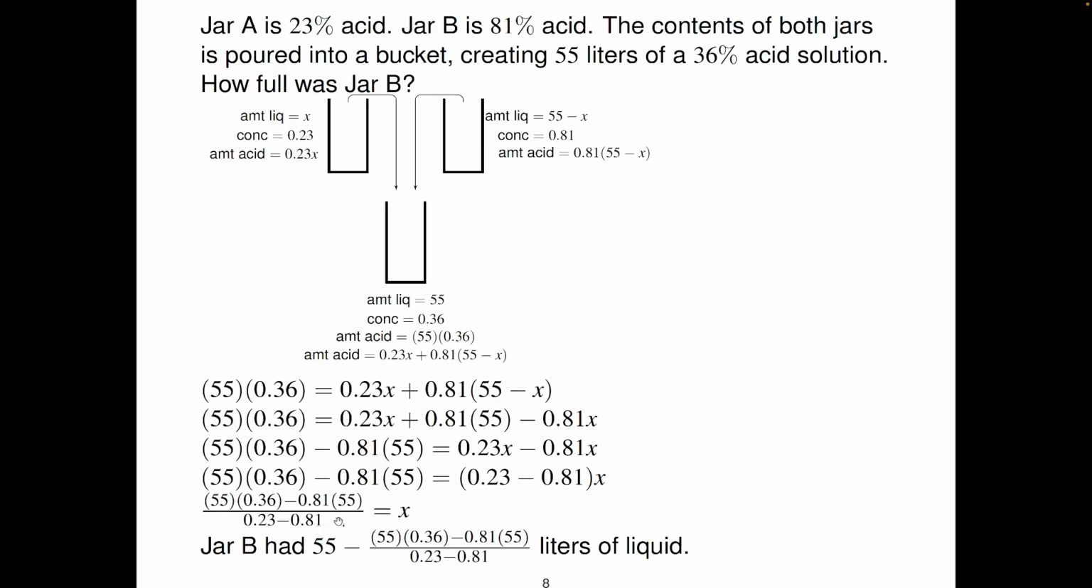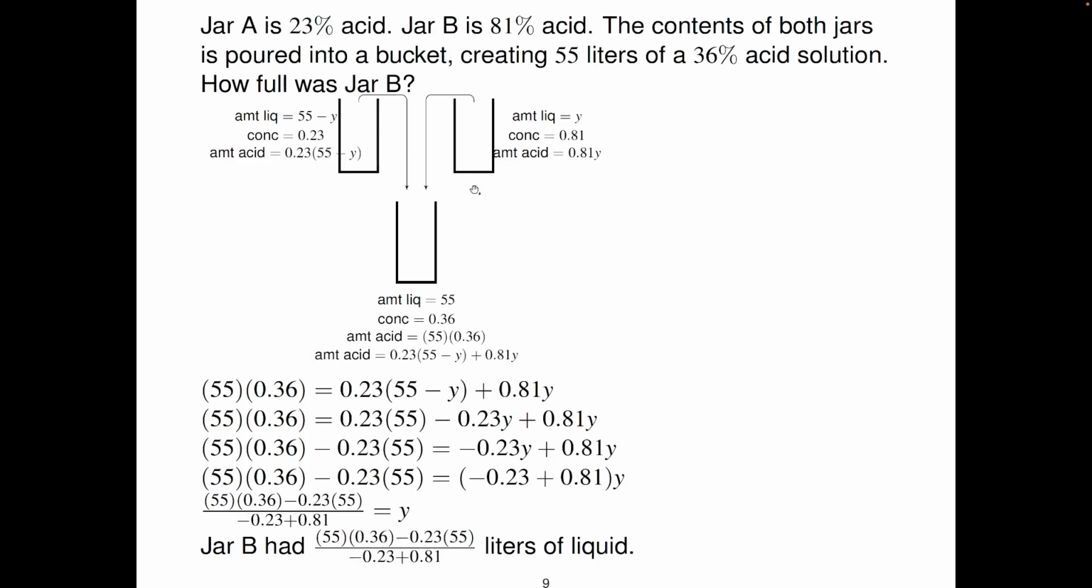Now the value of x doesn't answer the question though, because it was how full is jar B, and the amount of liquid in jar B was 55 minus x. So if you do it this way, 55 minus the value of x is the number of liters of liquid that jar B had. If you go to the first diagram that I had, then this was the equation, and there are the steps for solving the equation. How full was jar B? Now it's just represented by the variable y itself. So the value of y, I just copy pasted here, that many liters of liquid, that's how full this is.